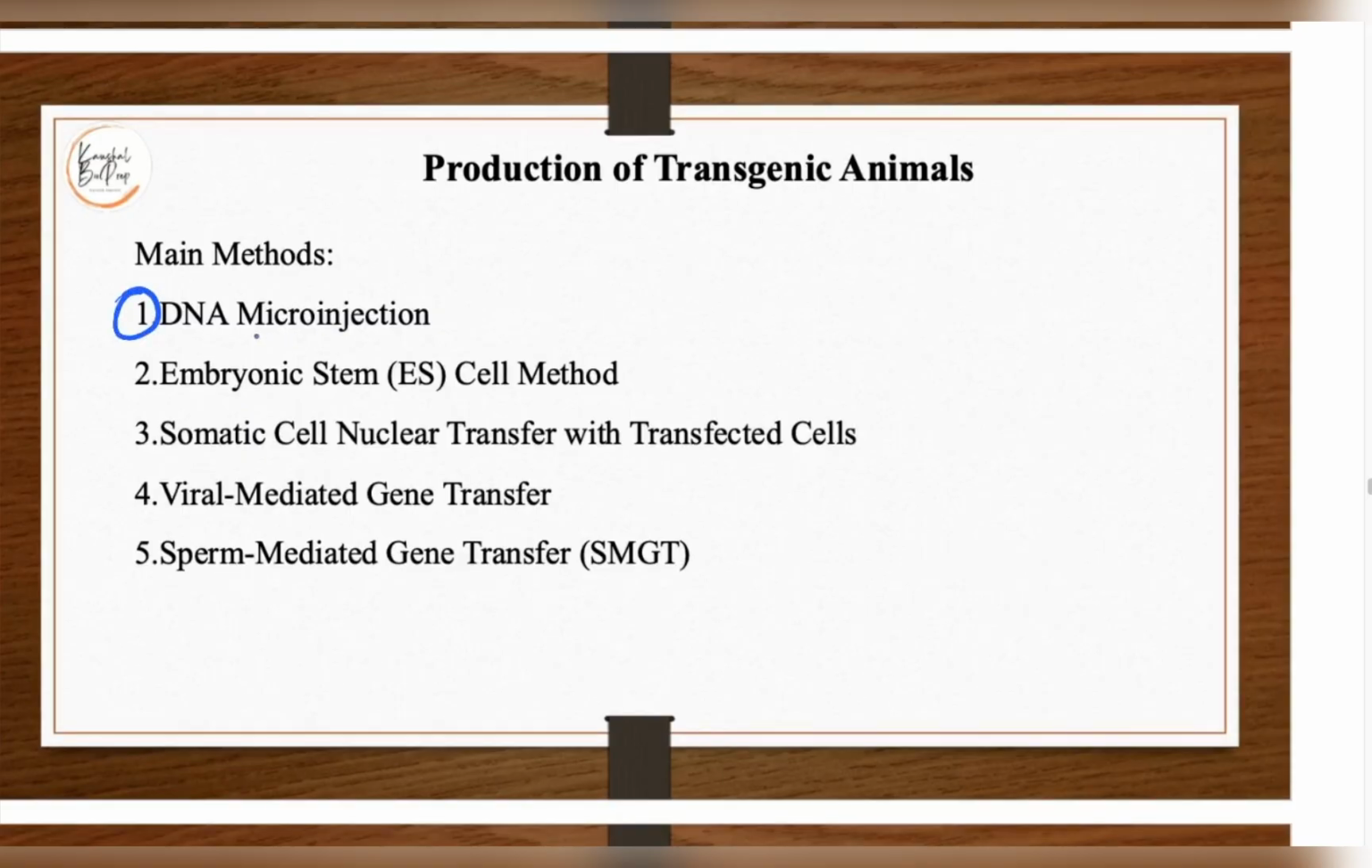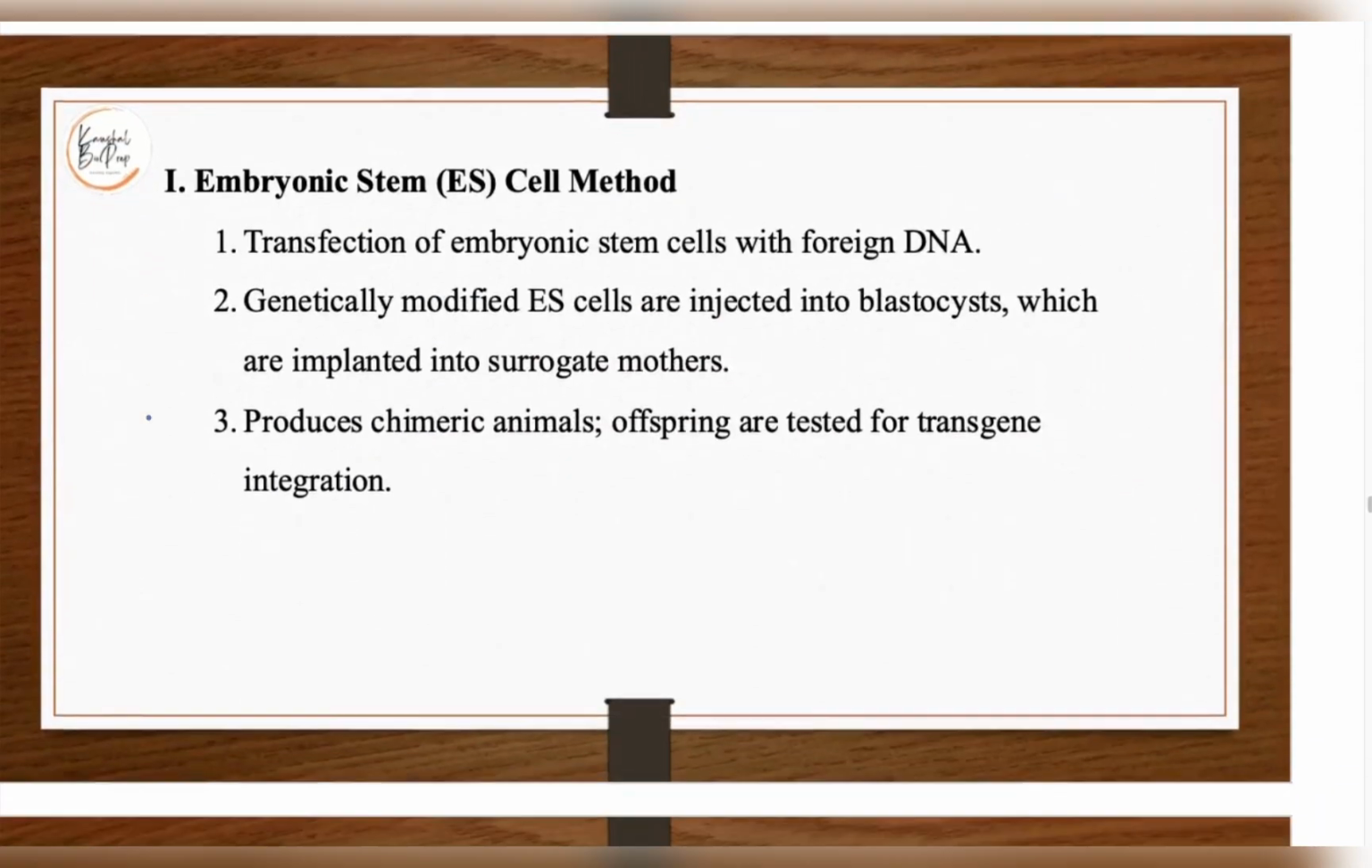Number one is the DNA microinjection, right? Then there is the embryonic stem cell method. You take the embryonic stem cell. There is somatic cell nuclear transfer with transfected cell. Now what is this? This is something which is added to this. Then there is viral mediated gene transfer. Then there is sperm mediated. Now let's talk about each.